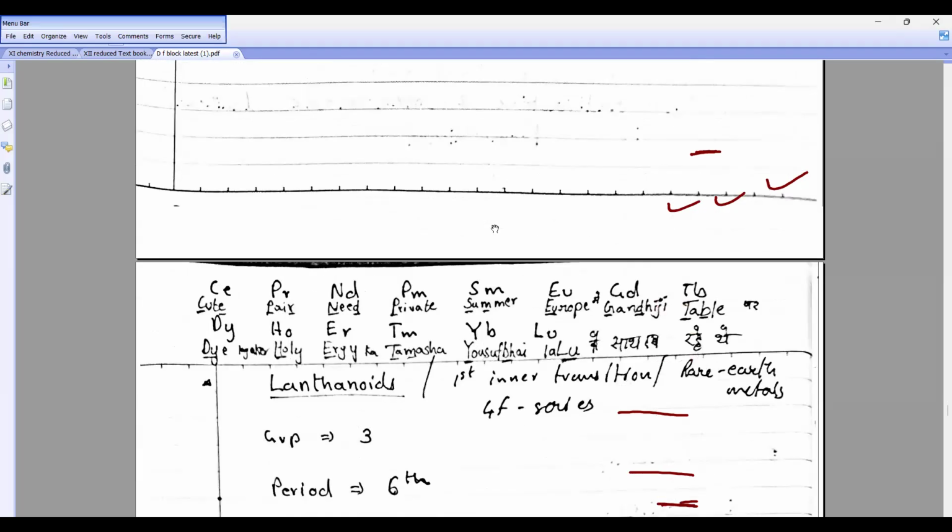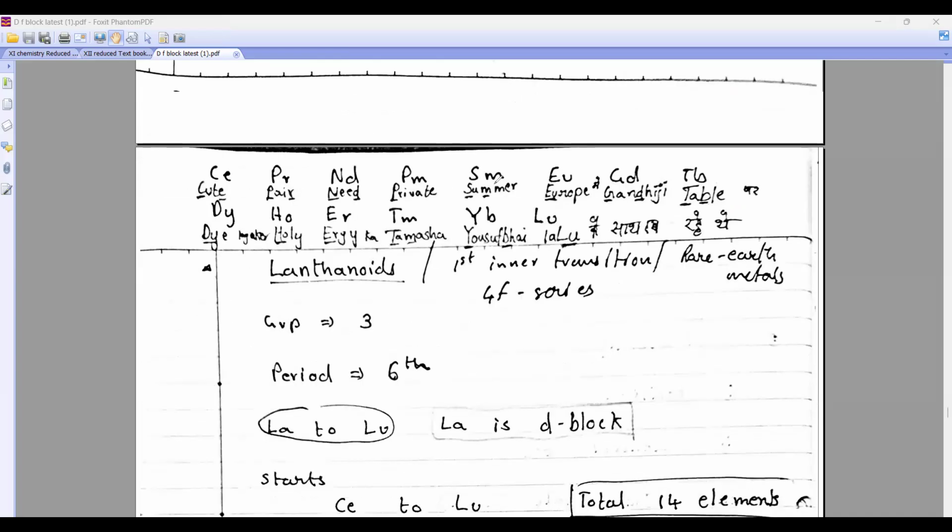How to remember this? I have given the mnemonic. Look, this is the mnemonic we will remember. Cute pair need private summer. Europe mein Gandhi ji table par dye lagakar holy argi ka tamasha Yusuf bhai and Lalu ke saath dekh rahe the. Okay, forget about that. You have to remember: Cute pair need private summer.